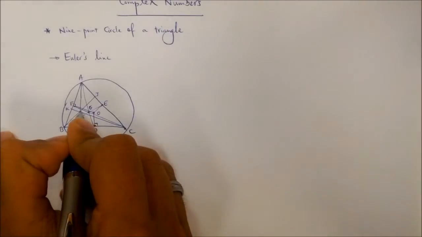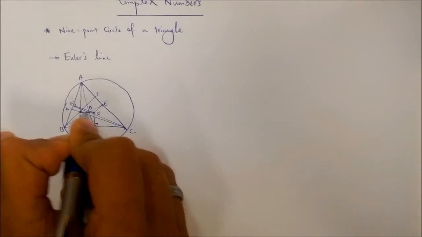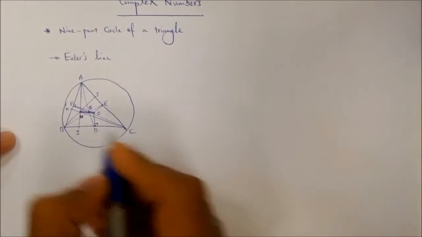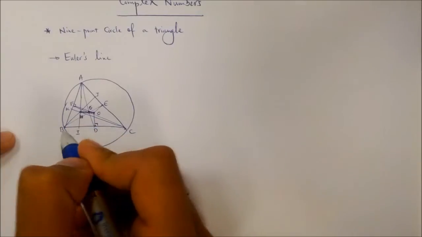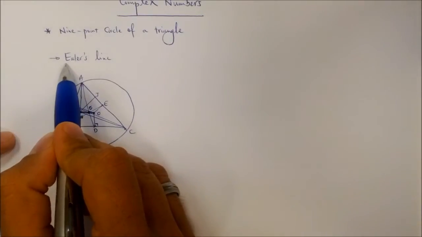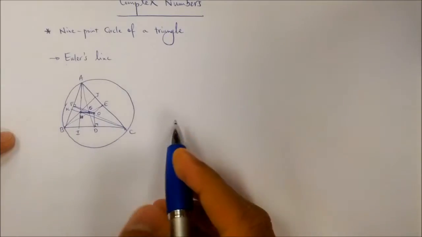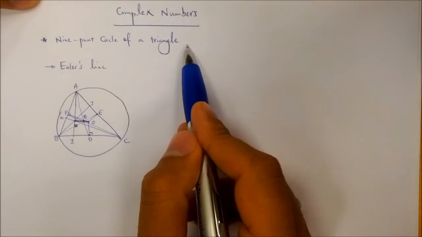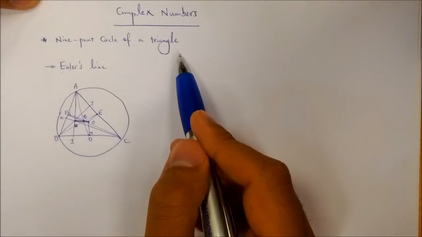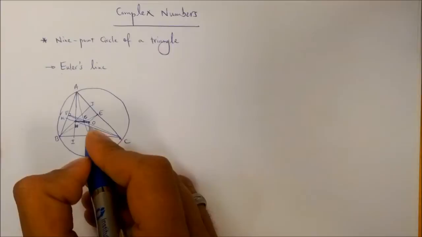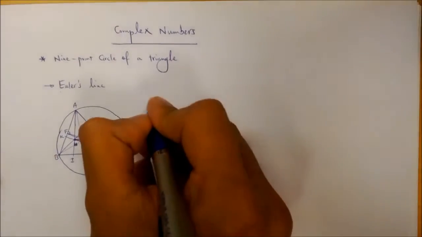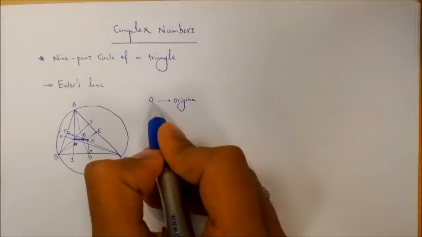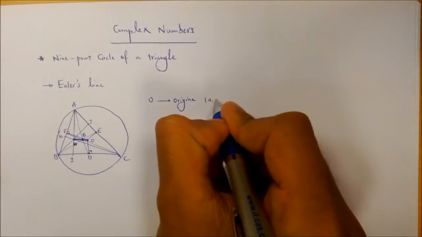So the theorem is that these 3 points O, G, and H are collinear, and the line connecting these 3 points is called Euler's line. So in order to solve this problem, before introducing the main problem of this lecture, I consider without loss of generality that O is the origin of the complex plane that we consider. So O is (0, 0).